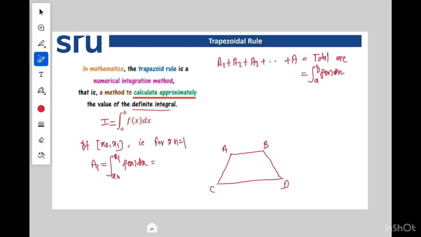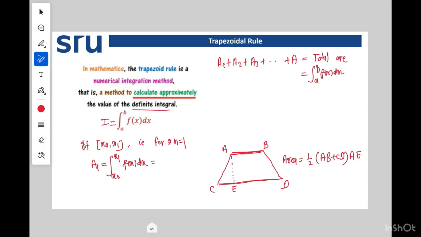The area is equal to 1 by 2 into the sum of the parallel sides. So what will be the parallel sides? The parallel sides are AB and CD. So AB plus CD into the height. What is the height here? Suppose this one is E, so the height is AE. Okay, so this is the area of this trapezoid.